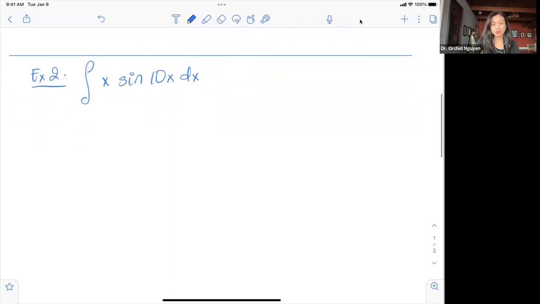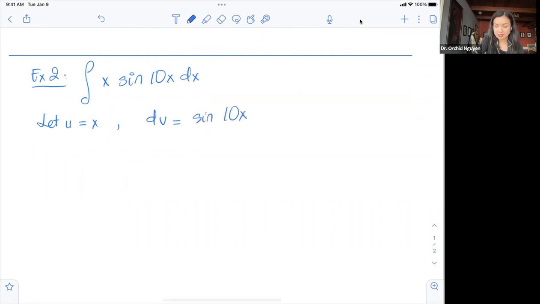For example 2, I want to try an algebraic and a trig function. So you can see right here, x is really easy to take the derivative of. So that should be u. So I'm going to let u be x and dv be sine of 10x dx. So when you differentiate, we're going to get du, it's going to be 1 times dx.